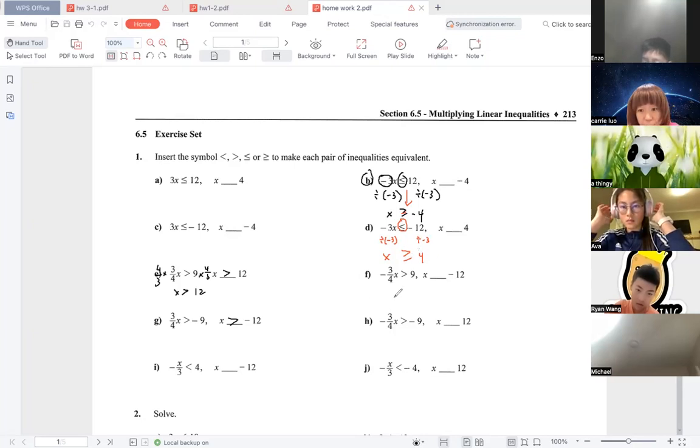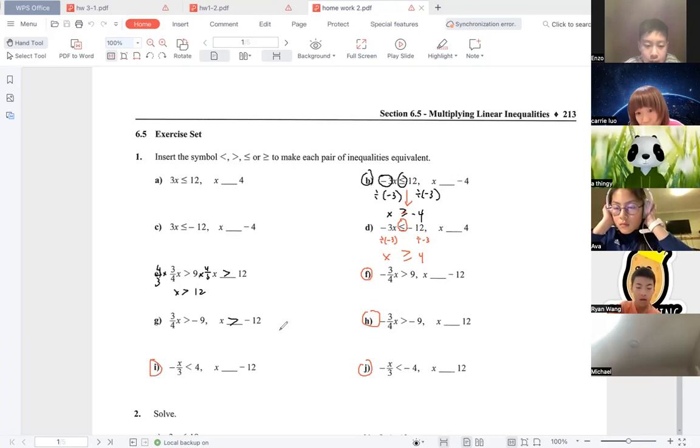Get it, everybody? Okay, so let's take a look at the next one. Are you with me? Everybody? Okay, if you think some of them are not making any sense, you can stop me and I can just tell you how to do it. Now let's take a look at number F, number H, number J, and number I. So 4 questions. I'm going to help you to do number F, and you do number H, number I, number J yourself.